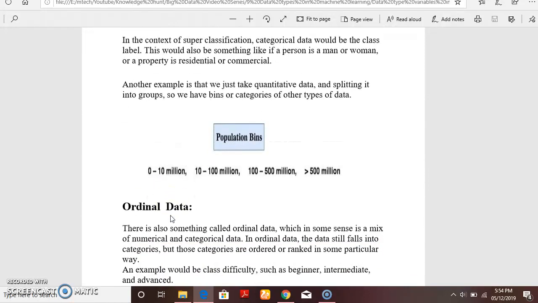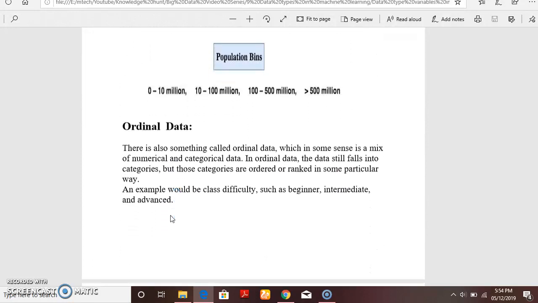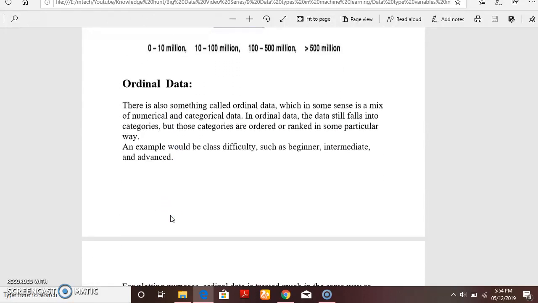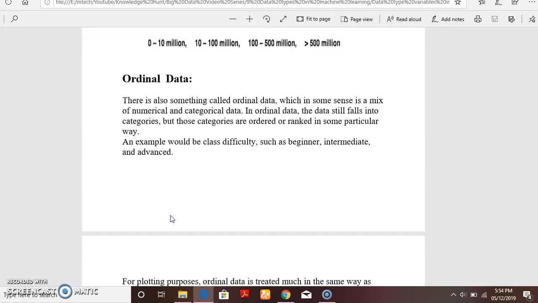Next is the ordinal data. Okay, so what is ordinal data? It is a combination of numerical and categorical data. Ordinal data is a combination of numerical and categorical data. The data still falls into categories, but those categories are ordered or ranked in a specific way.